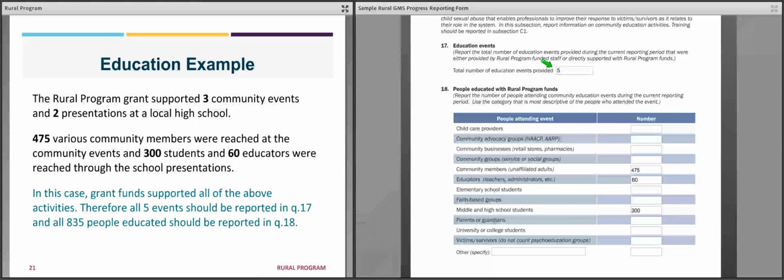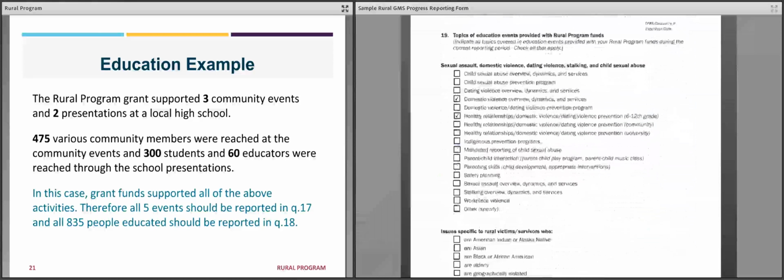So therefore, all 5 education events should be reported in question 17, and all 835 people educated should be reported in question 18. So you can see we have the 475 in the community members, 300 in the middle and high school students, as well as 60 in the educators category. And then you would go ahead and in question 19, indicate the topic areas that were covered in those events. Here we have domestic violence overview, dynamics and services, as well as healthy relationships, domestic violence, dating violence prevention for 6th to 12th grade.